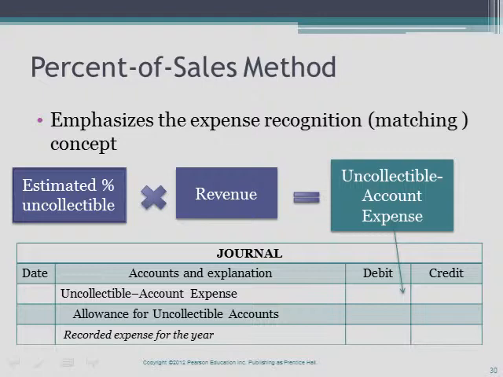This method takes an income statement approach because it focuses on the amount of expense to be reported on the income statement. The percentage of sales method employs the expense recognition concept, also called the matching concept, probably on a monthly or quarterly basis. The amount of cost that has been incurred in order to earn a certain amount of revenue is recognized in the same period as the revenue. The entry to record the uncollectible account estimate debits the uncollectible account expense account and credits the allowance for uncollectible accounts.